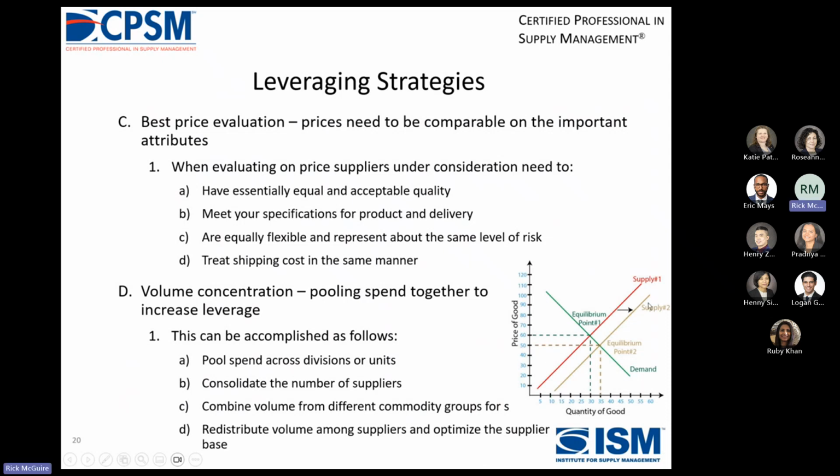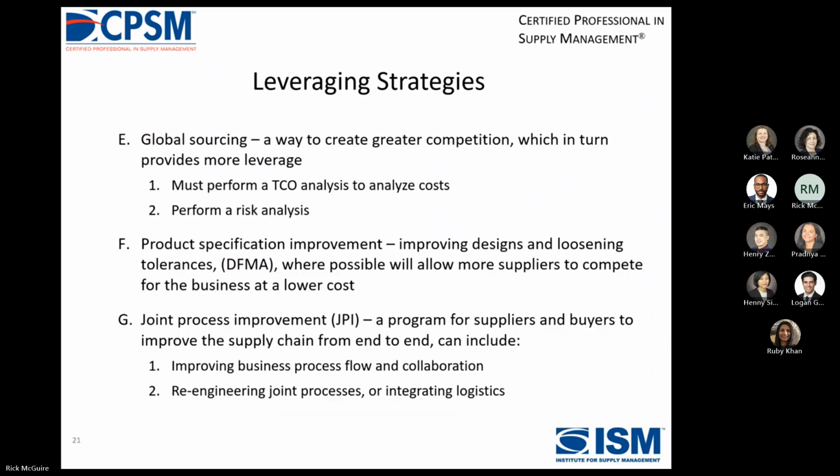So this is your classic economics graph here. At 30, the price is going to be 60, but at 35, the price is going to be 50 because you've shifted the supply down. You've increased supply, basically. Global sourcing is a way to create greater competition, which can provide more leverage, but you really got to look at it from a total cost of ownership analysis because freight costs and other costs can really be expensive. And you also have a risk of stock out is higher.